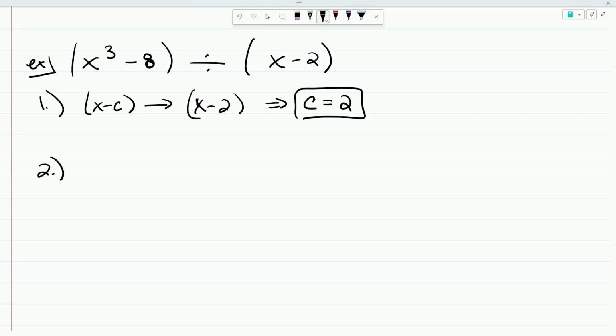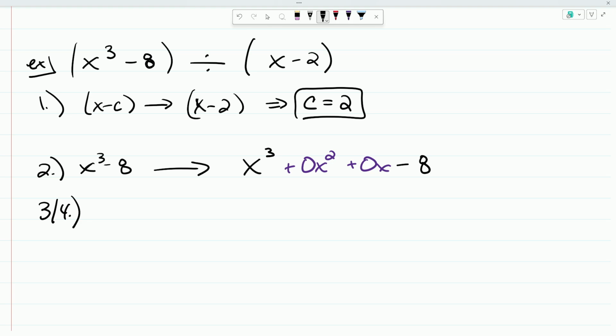Now, step 2, our dividend, x to the third minus 8. We are missing terms. So, x to the third, and add in your missing terms. Plus 0x to the second, plus 0x minus 8. So I had to add in 2 missing terms. Step number 3 and 4. We're going to make our setup here.